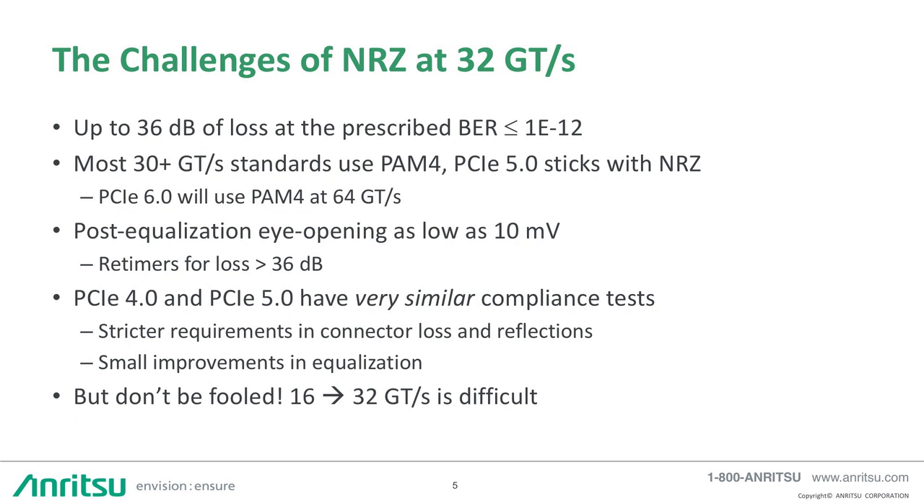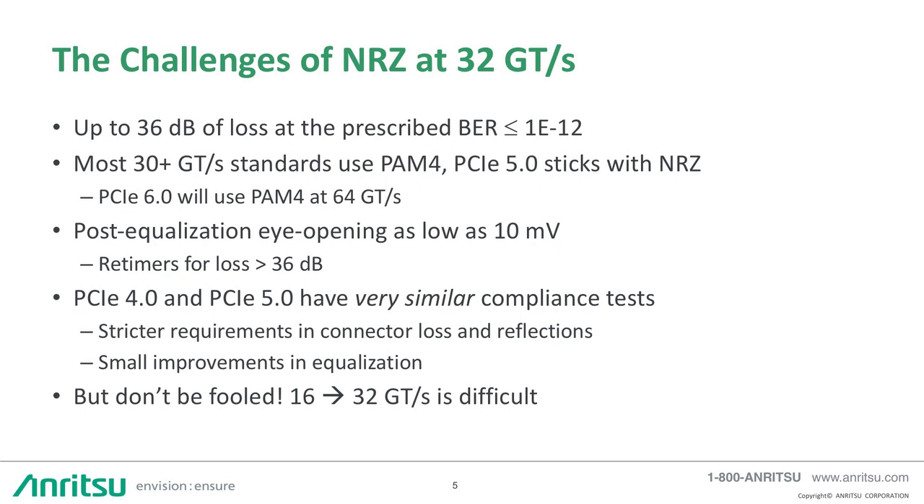With so much loss, a compliant PCIe Gen 5 post-equalization eye-opening can be as low as 10 millivolts. Such a tiny voltage swing requires extremely sensitive voltage slicers. Also, to accommodate long reaches of circuit board, retimers are required when loss exceeds 36 decibels or when the signal propagates through 2 or more connectors.